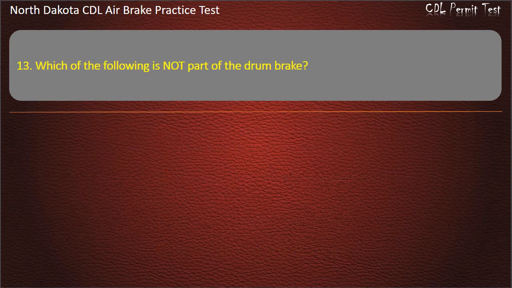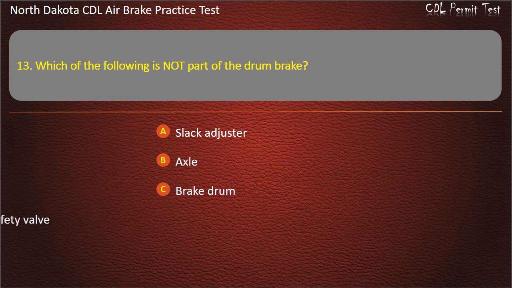Question 13. Which of the following is not part of the drum brake? Slack adjuster. Axle. Brake drum. Safety valve. Answer. Safety valve.